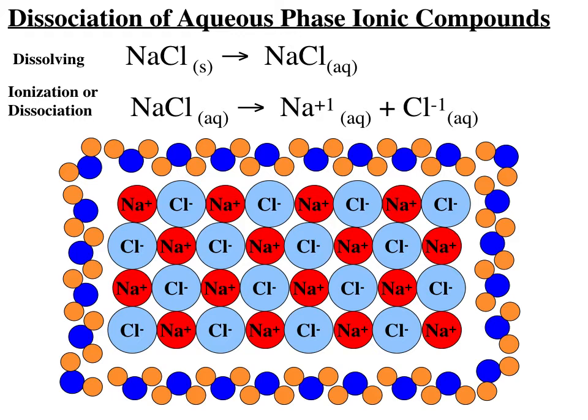I'm showing a little model of little blue and orange spheres representing water molecules, and I have an ionic lattice of oppositely charged plus and minus ions connected together in a large segment. Now, what happens is that there's a homogeneous dispersal of small fragments of the ionic lattice among the water molecules. And we call this, of course, the process of dissolving.